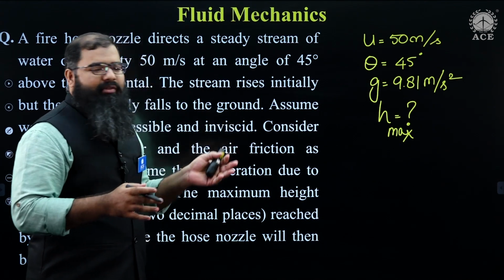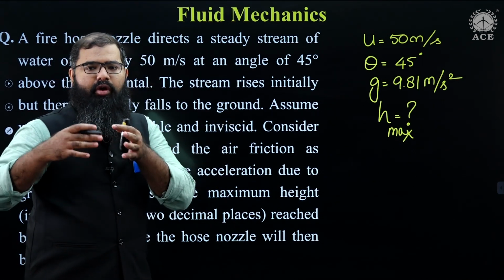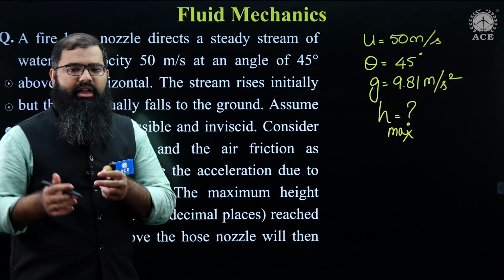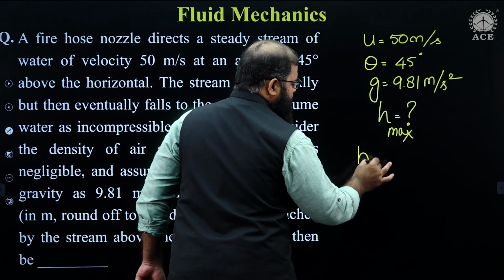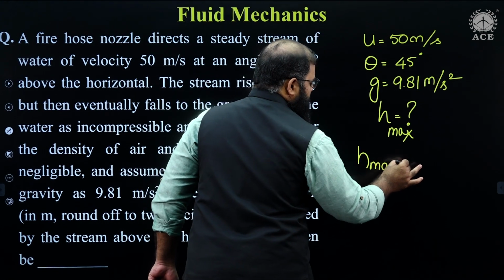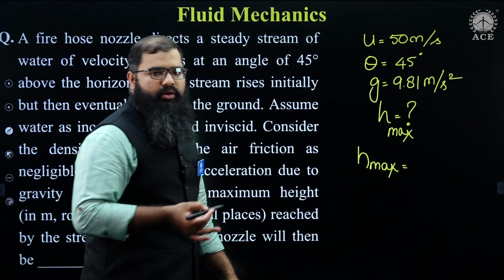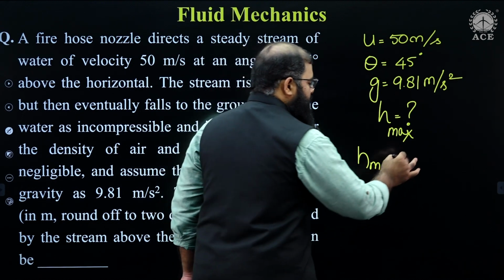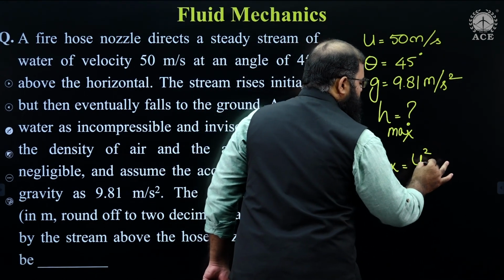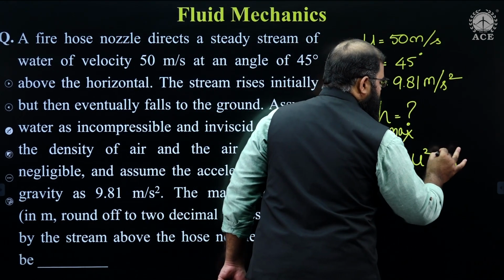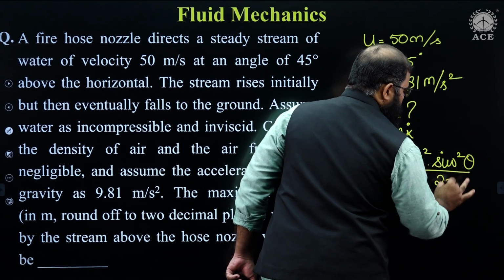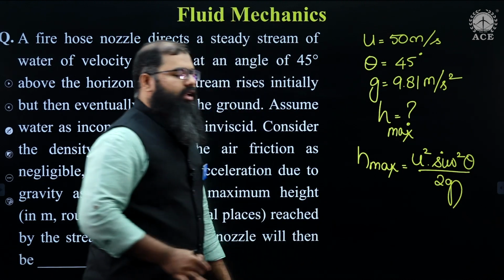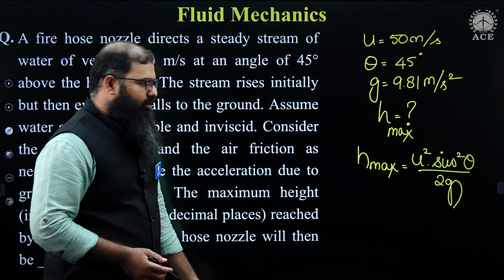Now, this is something which you have been studying since probably your 11th class in the case of projectile motion. The value of h maximum happens to be equal to how much? It is equal to u square sine square theta upon 2g. U square sine square theta upon 2g.